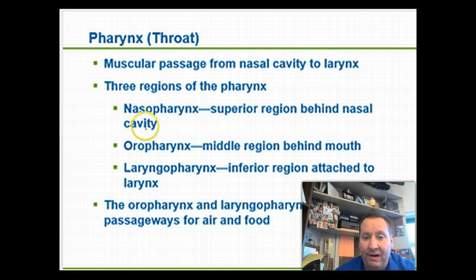So as we move into our pharynx, remember from the digestive system, the three regions of our pharynx are the nasopharynx, the oropharynx, and the laryngopharynx. The nasopharynx is the only part of the pharynx that only contains air. The oropharynx and the laryngopharynx are also going to house food as well. So they contain food and air. And that's what this is saying right here. The oropharynx and laryngopharynx are common passageways for both food and air.